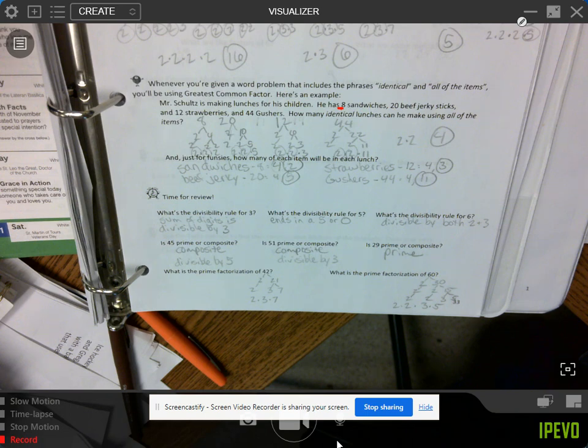Madison. Wait, no, I wasn't. And what is the prime factorization of 16? 2 times 2 times 3 times 5. That is the prime factorization of 60. Any questions on the review?